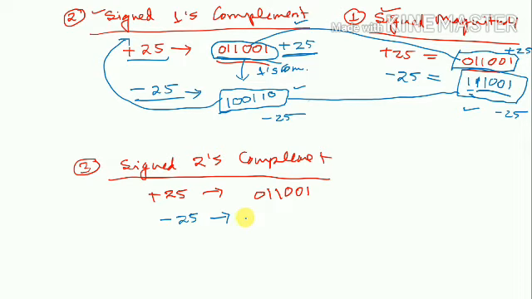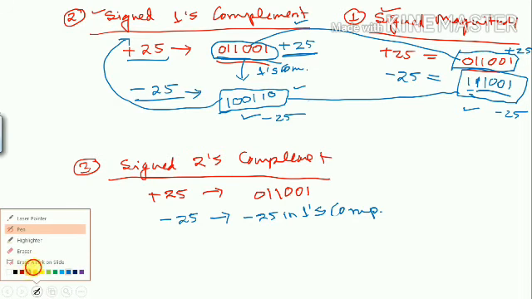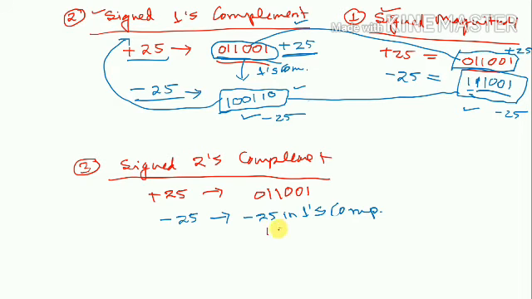So at first you will find out minus 25 in 1's complement representation. So what is minus 25 in 1's complement representation? This will be 1, this will be 1, 0, 0, 1, 1, 0. Clear? So this is the minus 25 in 1's complement.